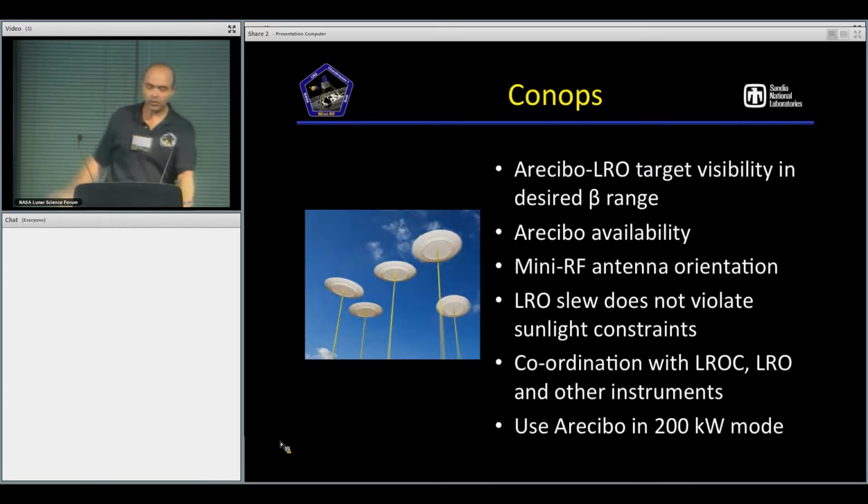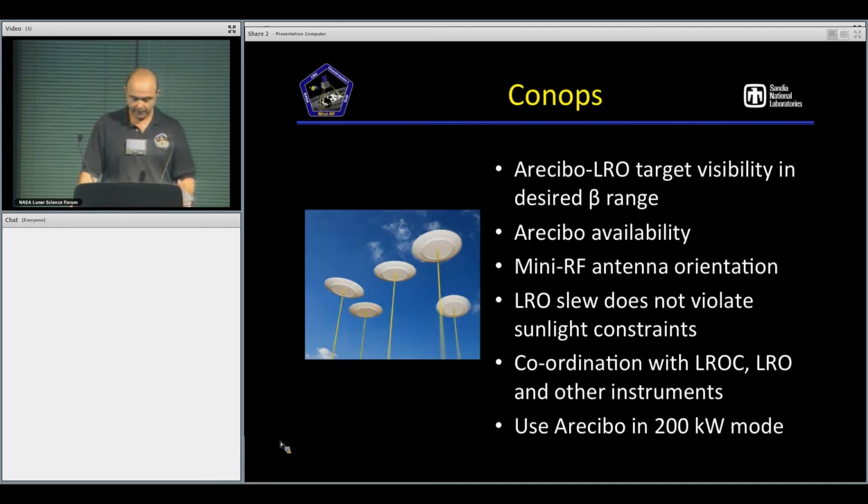Okay, so our ConOps is much more complicated than when we were operating in the normal monostatic SAR mode. Most of the things you see here, bullet type, actually happen in parallel. The first thing we typically do when we're looking at a month of possible observations is look at the times when Arecibo can see the moon, and we have a database of key targets that I'll talk about next. So the first thing we have to do is determine what targets are available such that it's feasible to do an Arecibo LRO measurement in the desired beta range.